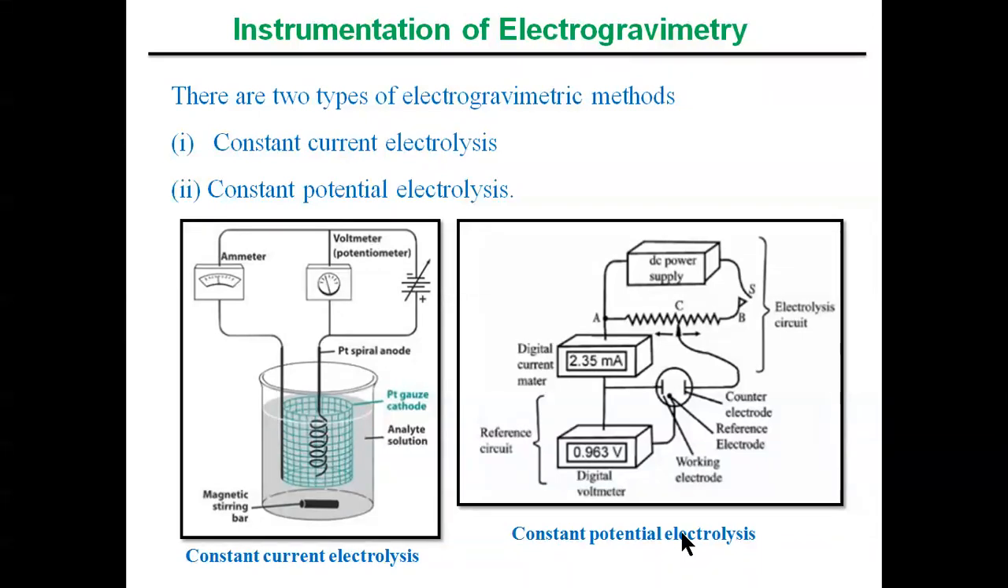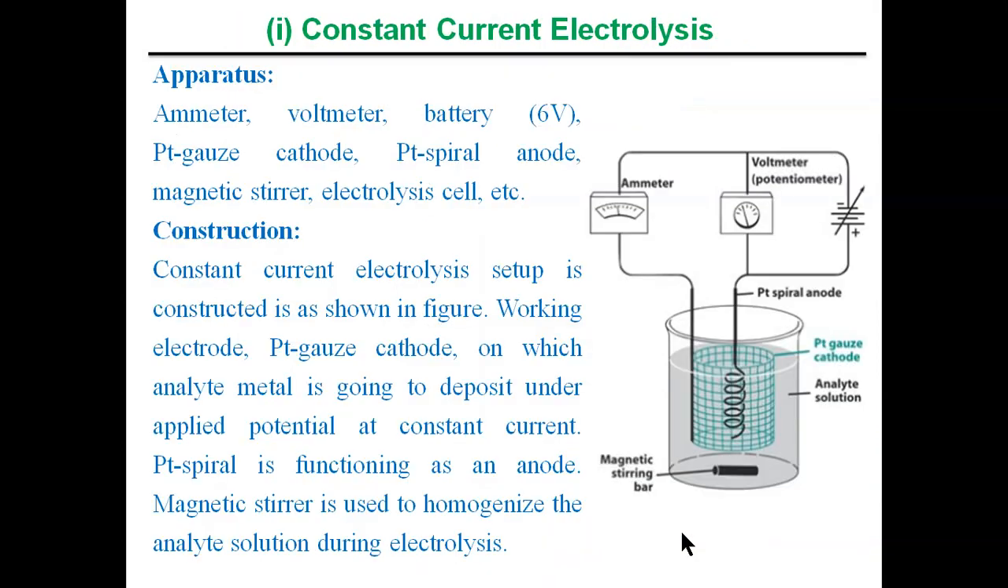There are two types of electrogravimetric methods, based on two entities: one is current and the other is potential. If the current is constant, that type of electrogravimetric method is constant current electrolysis, and the second method is constant potential electrolysis. These are the two important methods in electrogravimetry, and we shall discuss them one by one. The first one is constant current electrolysis. This is a very important method. People are using this method in research studies as well as academic studies.